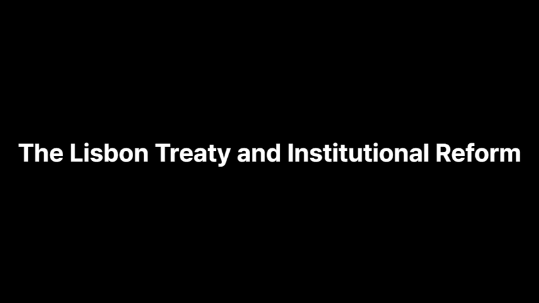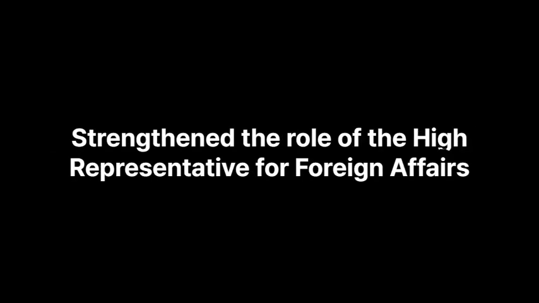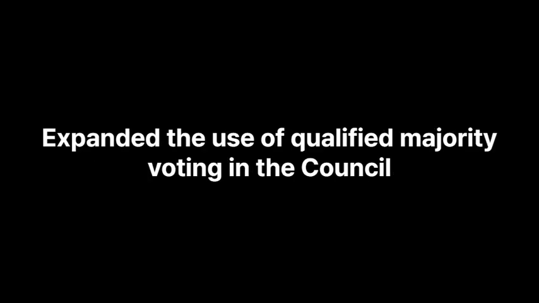H. The Lisbon Treaty and institutional reform. 1. Treaty of Lisbon, 2007, in force 2009. This treaty replaced the failed EU constitution and reformed the EU's institutional structure. It created the President of the European Council, strengthened the role of the High Representative for Foreign Affairs, expanded the use of qualified majority voting in the Council, enhanced powers of the European Parliament, and gave legal personality to the EU.